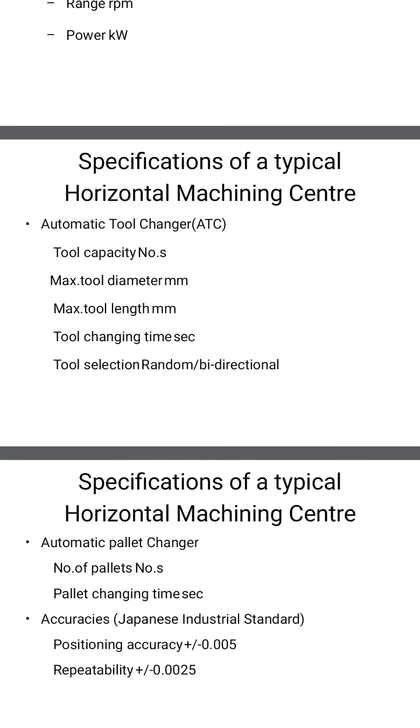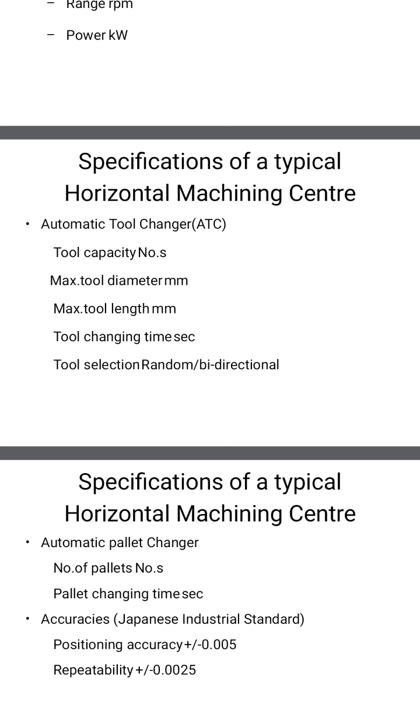Okay, automatic pallet change, number of pallets, pallet changing time, accuracies, longitudinal x-axis in mm, spindle head vertical y-axis in mm, column and cross axis in mm, rapid traverse. Rapid traverse means the speed at which it goes to cut and comes back again. That is called rapid traverse, all axes in mm per minute. Feed rate, all axes in mm per minute.